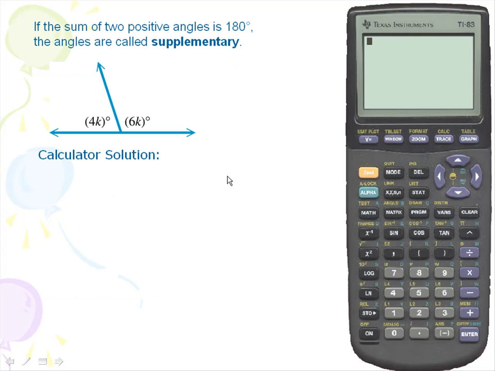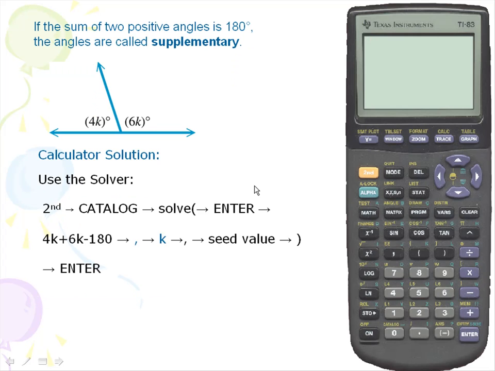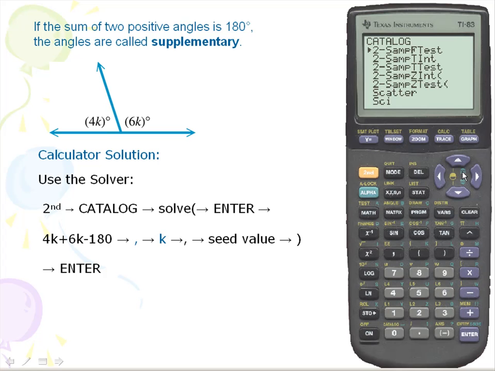Let's take a look at the calculator solution. So once again, we're going to use that solve function. So we're going to go back into the catalog, which is second and 0. We'll find our S's, so we'll use alpha and the natural log key. We'll scroll down to our S for solve. We'll simply hit enter to lock it in.